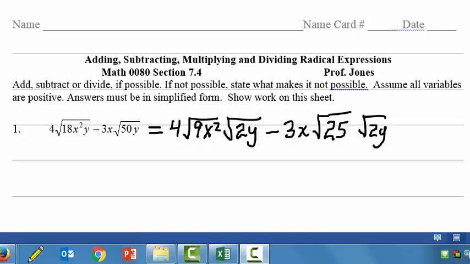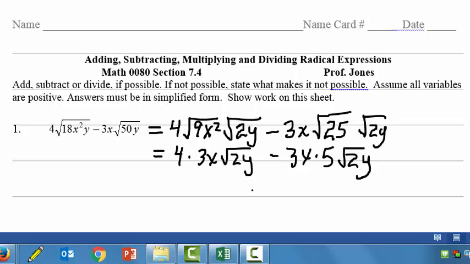Okay, so now that we're about to simplify these, we will see that they are going to turn out to be like radicals after all, which sometimes is the case. So 4 times the square root of 9x squared is 3x times the square root of 2y, minus 3x times the square root of 25, which is 5 times the square root of 2y. So this is 12x square root 2y minus 15x square root of 2y.